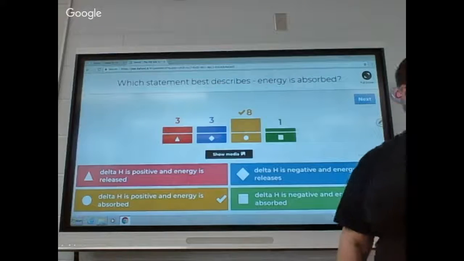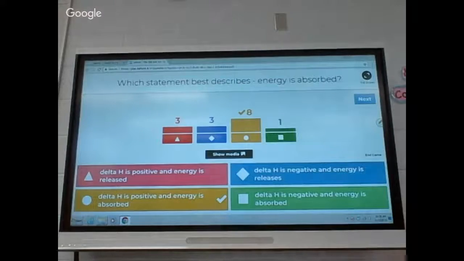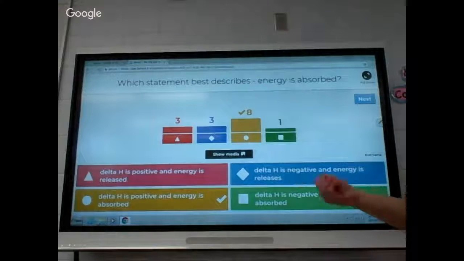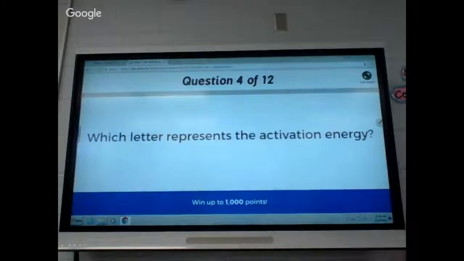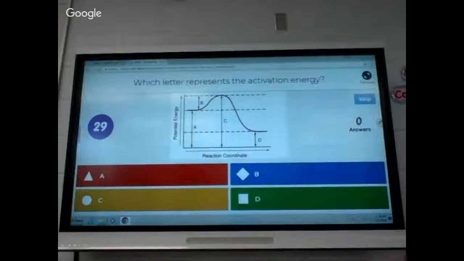Okay? So in order for energy to be absorbed, was delta H positive or negative? Is that the definition for endo or exo? Absorbed. Is it endo or exo? It's endo. So is endo positive or negative? Positive. Y'all got some work to do before Thursday's quiz. Y'all got some work to do before the rest of the lesson.